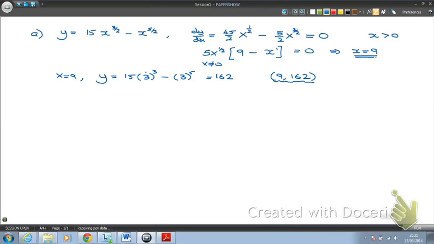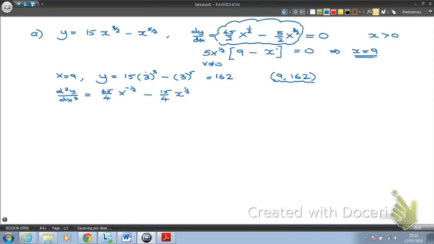Now we're asked to show that that's a maximum, so we need to find the second derivative, d²y/dx², and we need to go back to our expression for dy/dx. So when we differentiate again, that's 45/4 this time, so we've multiplied by a half, x to the power minus a half, minus 5/2 times 3/2, which is 15/4, x to the power n minus 1, which is x to the power a half.